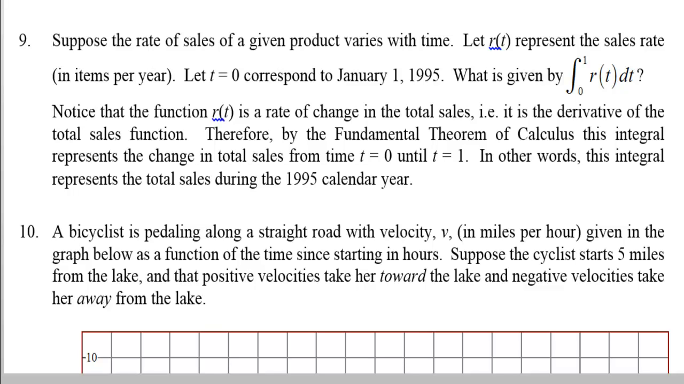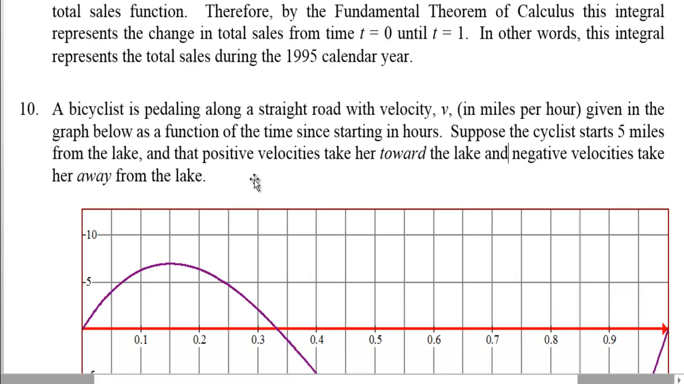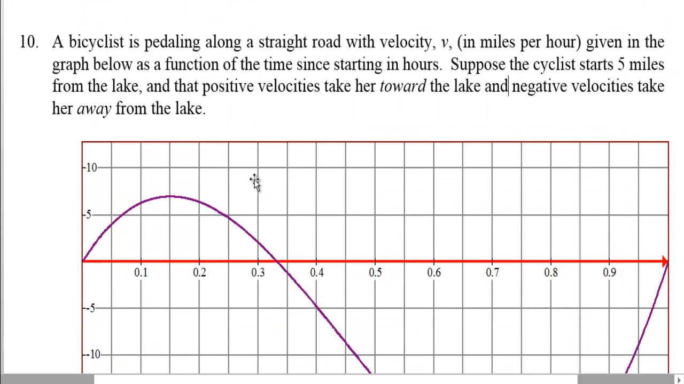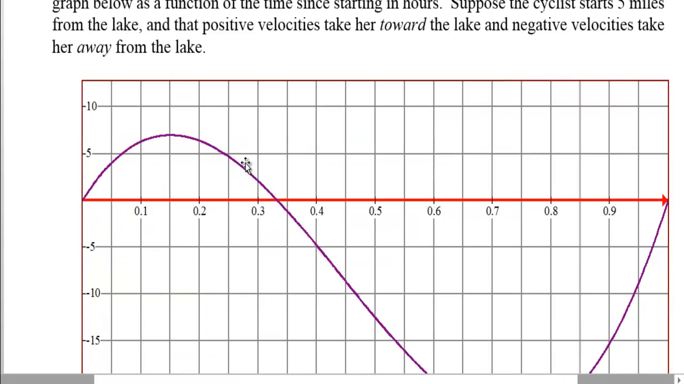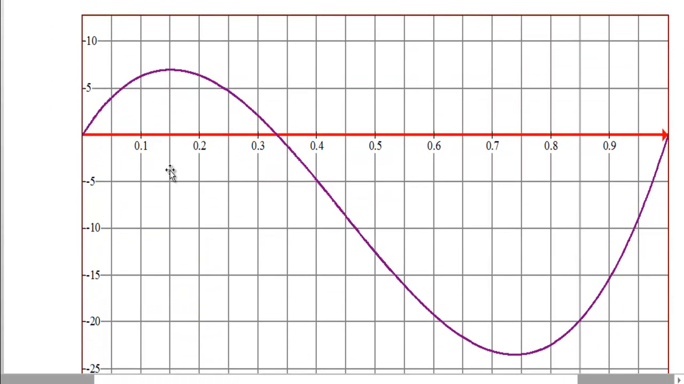The next one, we're going to take a bicyclist pedaling along a straight road with a velocity v. And we have this here. We'll take positive velocities toward the lake and negative velocities away from the lake, and they're 5 miles from the lake. Okay, so let's see if we can make some sense of this.